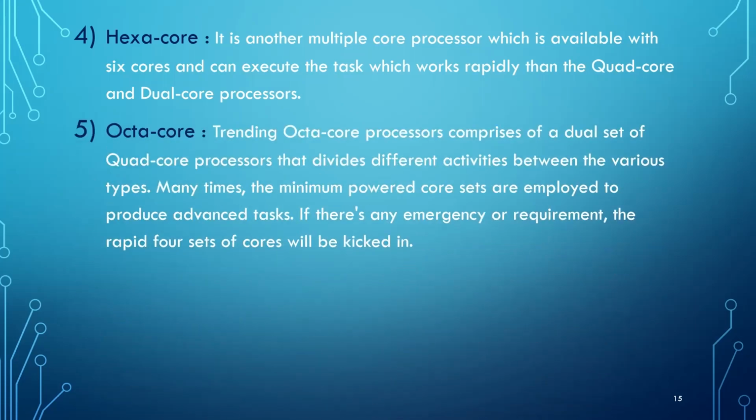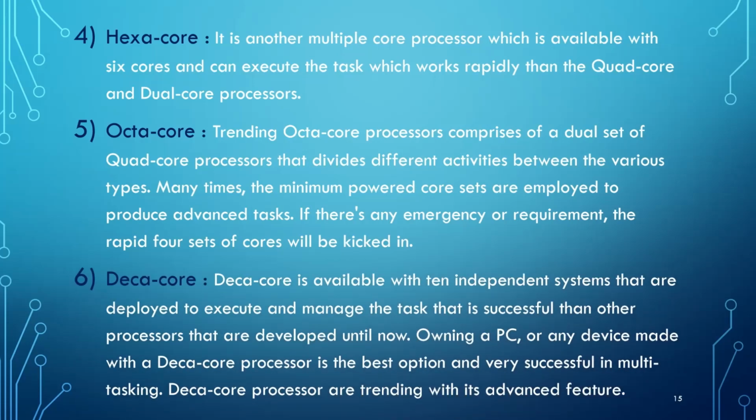It's trending nowadays. The octa-core processors comprise a reduced set of quad core processors that divides the different activities between the various types. Many times the minimal powered core sets are employed to produce advanced tasks. If there is any emergency or a requirement, the rapid 4 sets of cores will be kicked in.